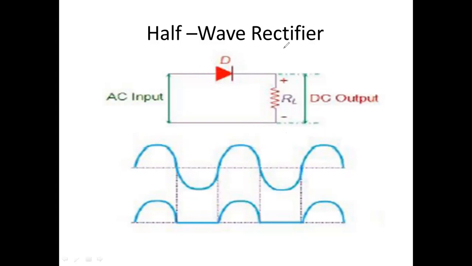As per the characteristics of the AC we know, once it goes positive to 0, the next time it goes 0 to negative, then 0 to positive again. So on that situation, just a minute.